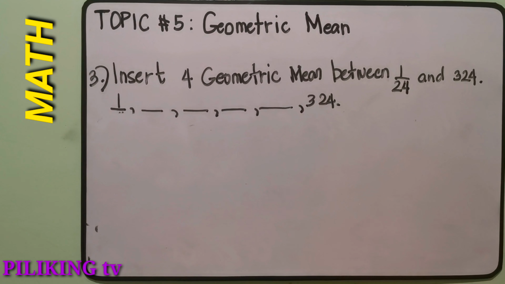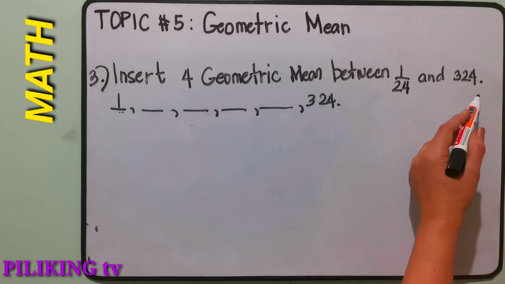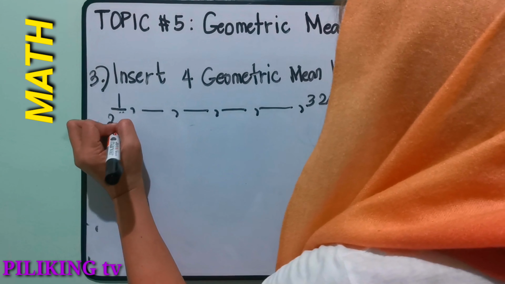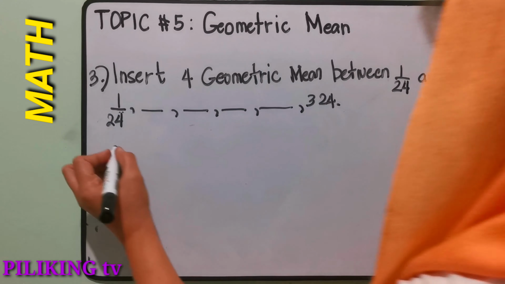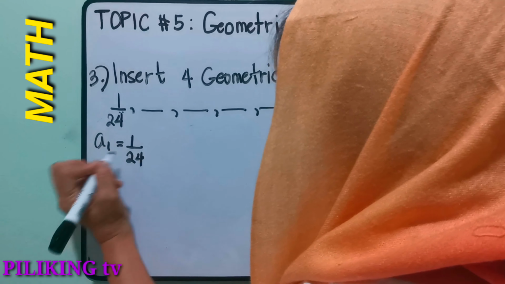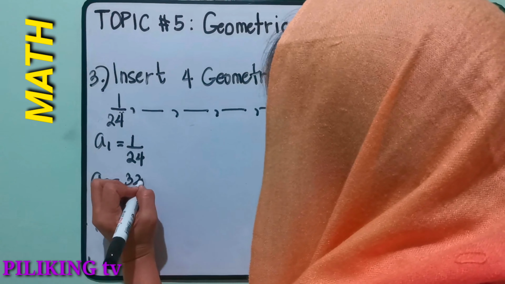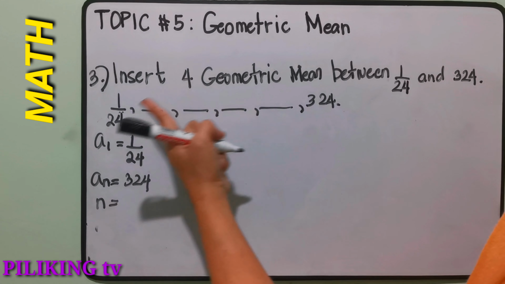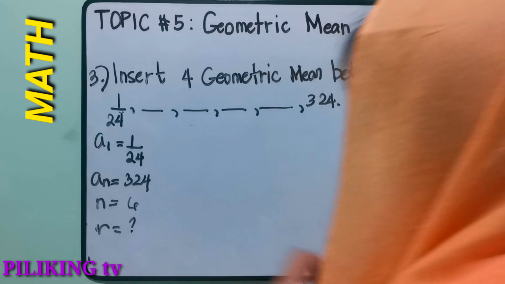Okay, so let's have number 3. Insert 4 geometric means between 1 over 24 and 324. So let us list down first. So the first term is 1 over 24. So the 4 are missing. So let us identify again. A sub 1 is equal to 1 over 24. A sub n is equal to 324. And how many terms do we have? Since we are looking for 4 geometric means in between the 2, so we have 6. So the common ratio is missing.